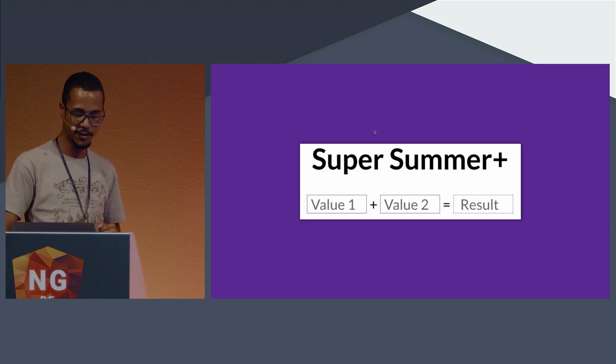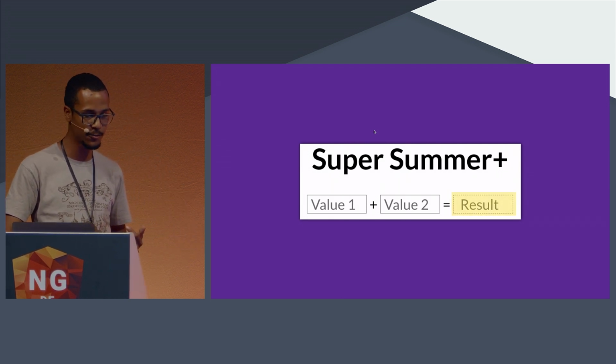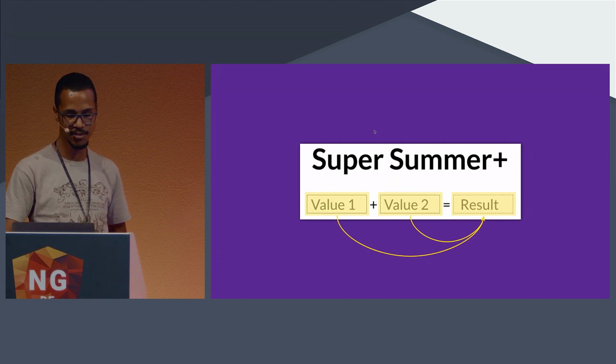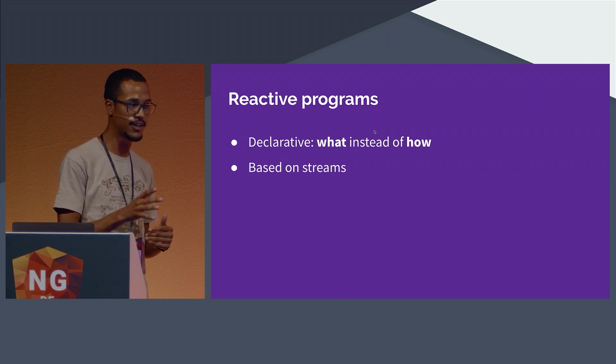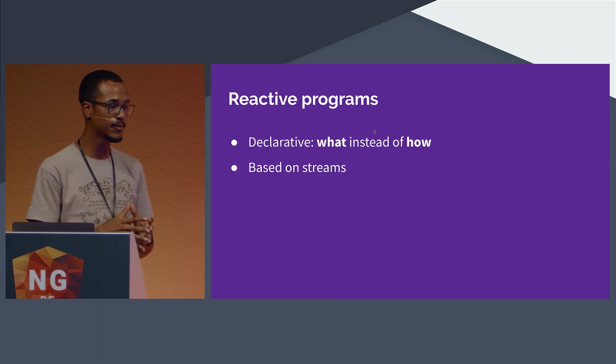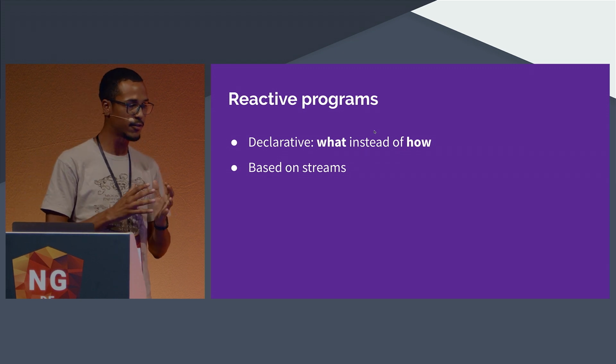Going back to our visual example, result here is a stream of numbers which depends on two other streams, value 1 and value 2. To wrap up this section, reactive programs are declarative. When we're thinking about our problems, we think of what we want to resolve instead of how to resolve it. And they are based on streams. We think in terms of streams to design our code, so that instead of holding on to data, we allow it to flow through our application and apply some transformations along the way, making it behave as we want, as we've seen in the result sum operation.